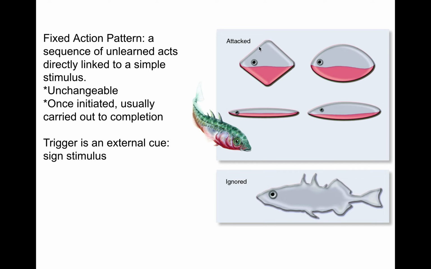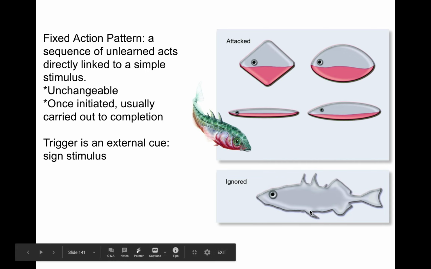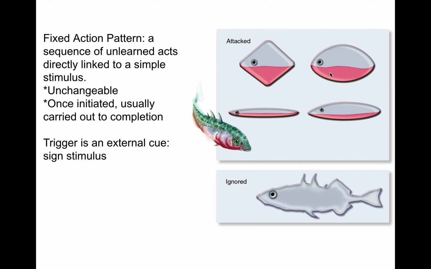So he tried a bunch of different stuff. He put in different models with little red pieces underneath, and every single time they would get attacked by these stickleback fish. But when he put in a model that looks just like a fish but with no red belly, it was totally ignored. So it was the red coloring on the underside that was the sign stimulus, that trigger, and that triggered the fixed action pattern of being aggressive and attacking these models or other fish that have red bellies.